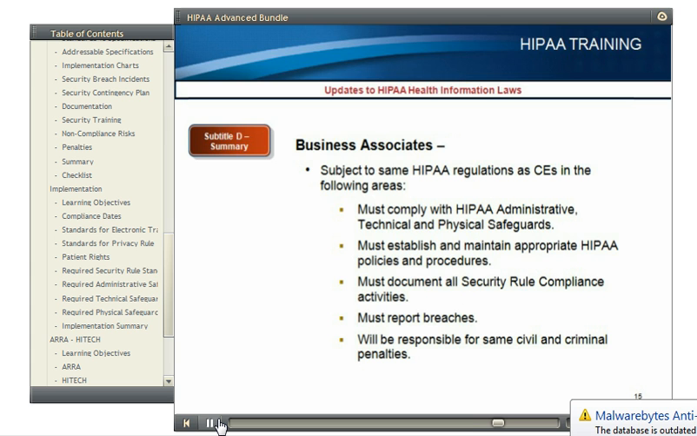Business associates are subject to the same HIPAA regulations as CEs in the following areas: they must comply with HIPAA administrative, technical, and physical safeguards, must establish and maintain appropriate HIPAA policies and procedures, must document all security rule compliance activities, must report breaches, and will be responsible for the same civil and criminal penalties.